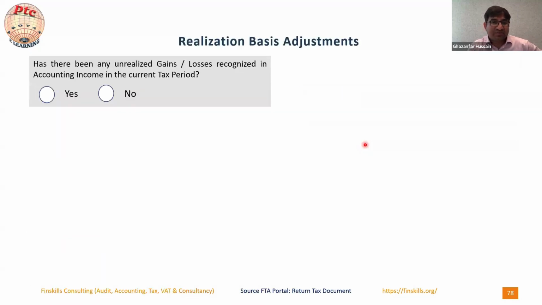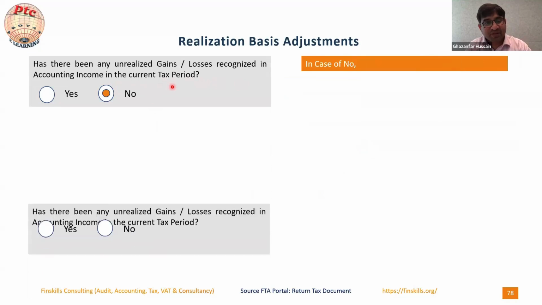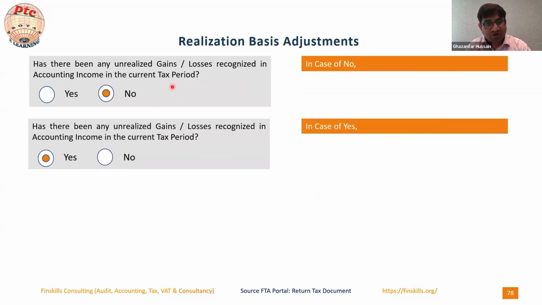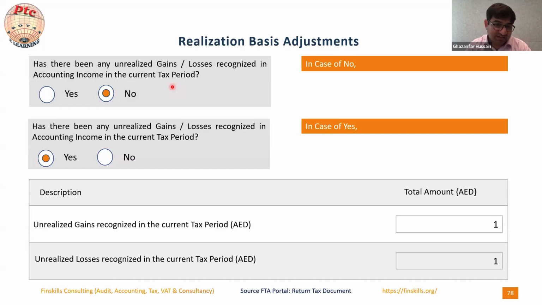Realization basis adjustment. Now this is the realization, because previously it was taken from the previous year's realization basis. What are the balances that will be adjusted in the first tax period? Now, is unrealized gain and losses recognized in the accounting income in the current tax period? Again, the same information. If we answer no, it will move forward. If we answer yes, then it will ask for that information. We have to provide the information.